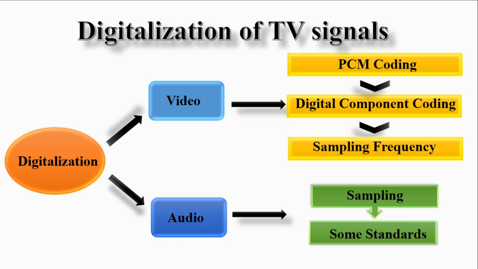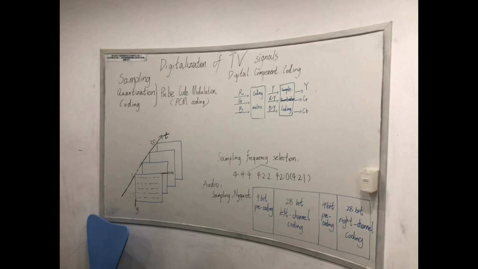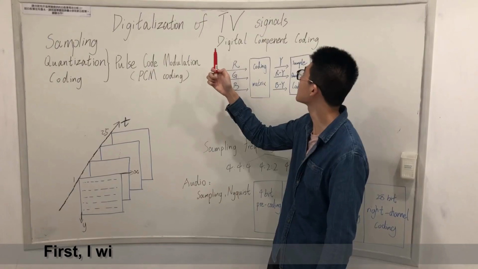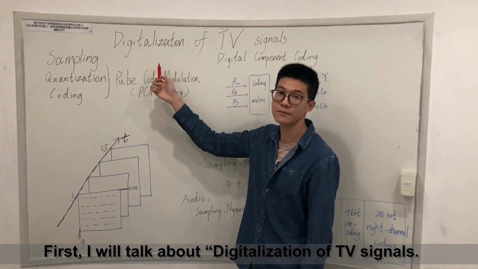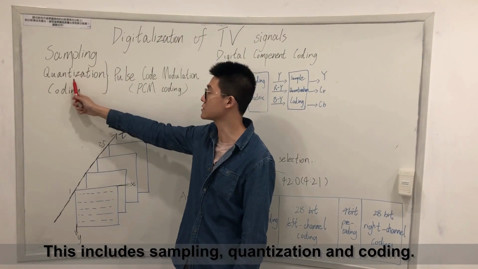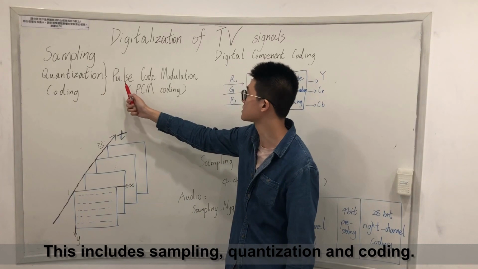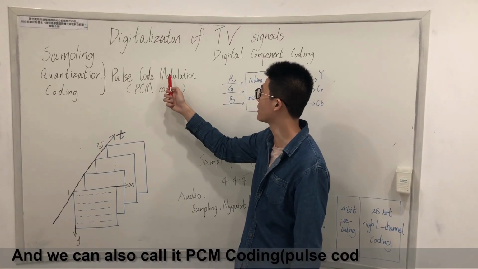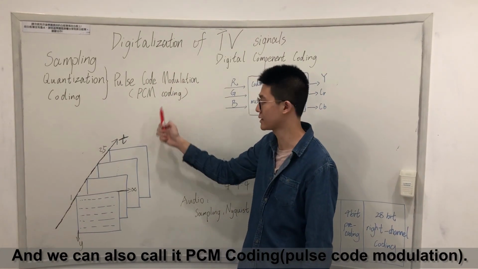Today I will introduce digital TV broadcasting for you. First, I will talk about digitalization of TV signals. This includes sampling, quantization, and encoding, and we can also call it PCM coding.